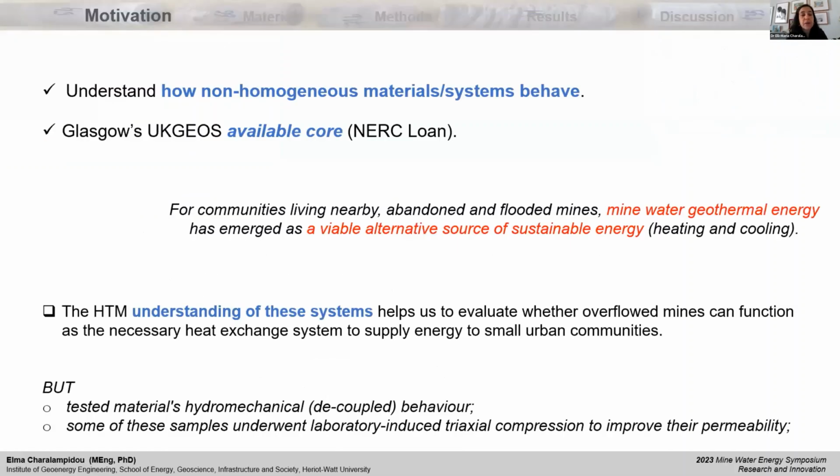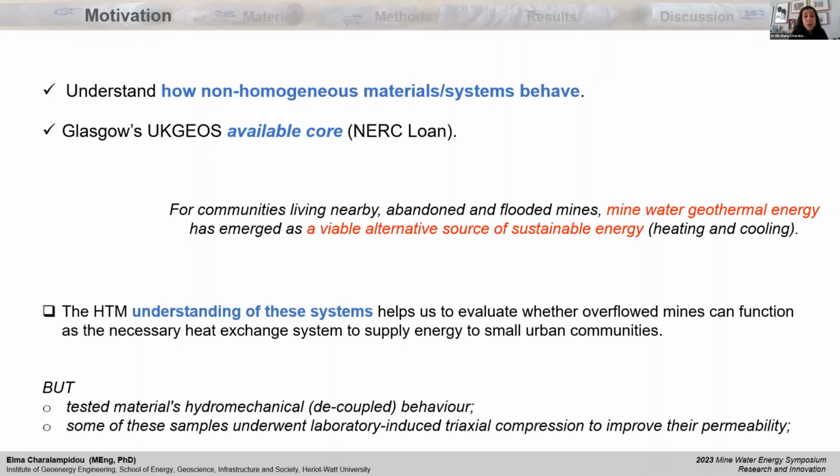A little bit about the motivation of this work. This work falls within a broader scientific interest theme that relates to better understanding the behavior of non-homogeneous materials and systems. The UK Glasgow Geoenergy available core is an ideal material for that purpose. Moreover, it relates to turning mine water geothermal energy into a viable alternative source of sustainable energy, which is really exciting. Therefore, we are very much interested in understanding the hydrothermal-mechanical behavior of these systems.